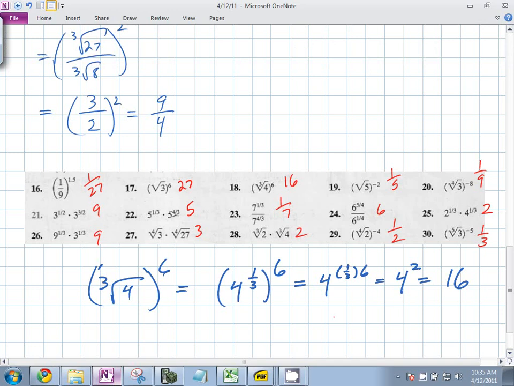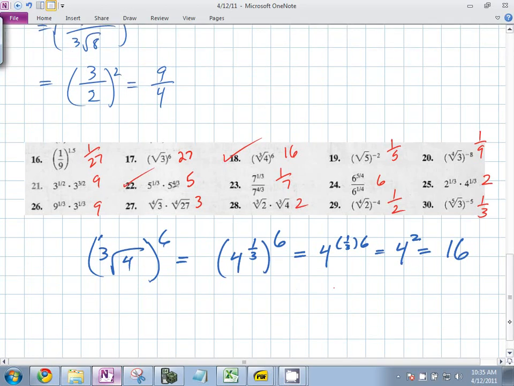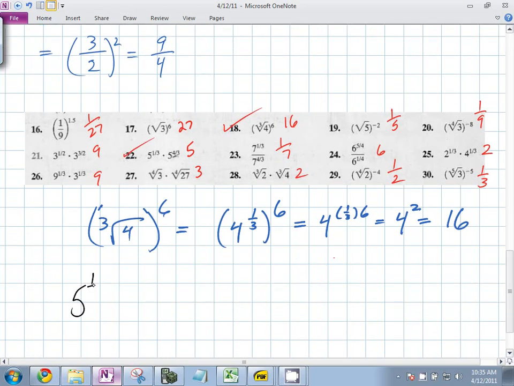22. So it's 5 to the 1/3 times 5 to the 4/3. What do you do when you multiply and you have the same bases? So 5 to the what? 5 over 3. 5/3. So yeah, this one is not going to have a cute answer. But what does 5/3 mean? Cube root of 5 to the power of 5. The cube root of 5 to the 5th power. So I was wrong. There are some that do not have rational answers.